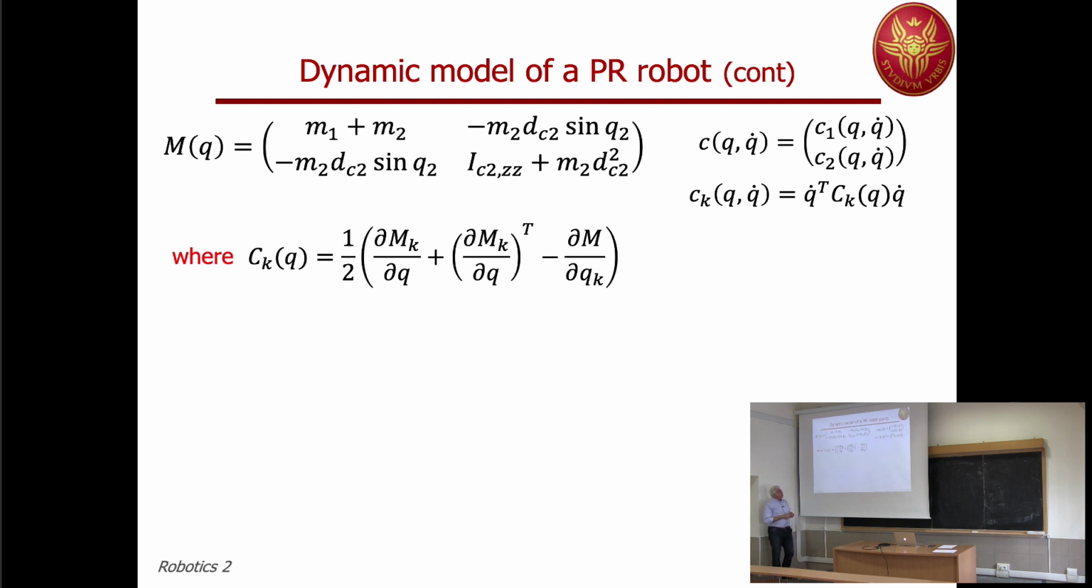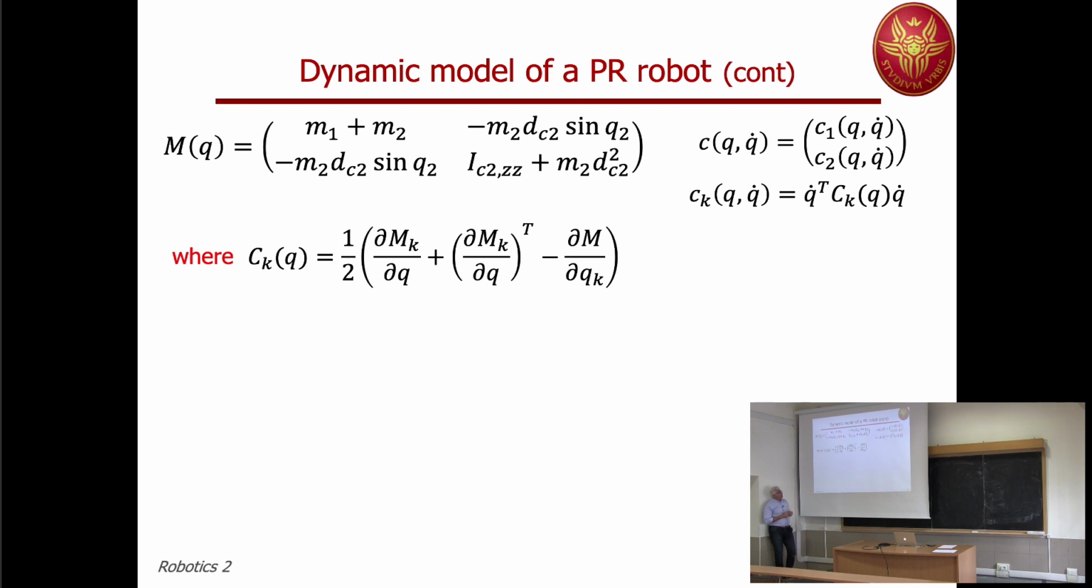So the vector C of quadratic terms in the velocity, where, as we have seen, each component of this vector, so ck for k = 1, 2, is a quadratic form in the velocity, and the inner matrix Ck is a function only of the configuration. It is obtained from the Christoffel symbols, so from partial derivatives of the elements of the inertia matrix, which is on top.